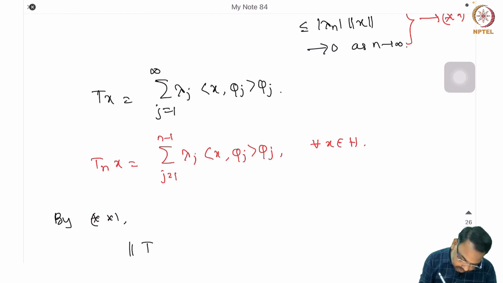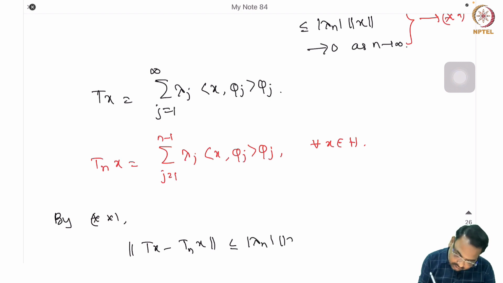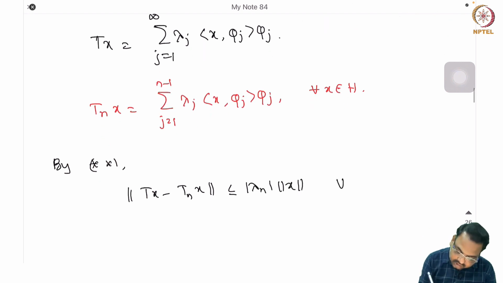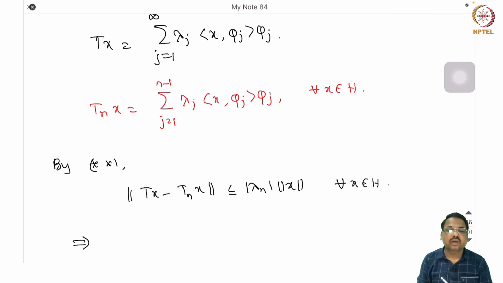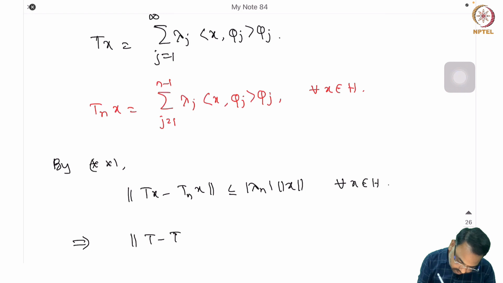we get norm of Tx minus T_n x is less than or equal to mod lambda_n times norm x for every x in H. So this implies, if you take supremum over norm x equal to 1, because on the right hand side lambda_n is a bounded sequence, we get norm of T minus T_n is less than or equal to mod lambda_n for every n in N. So this implies that T_n converges to T in the operator norm.